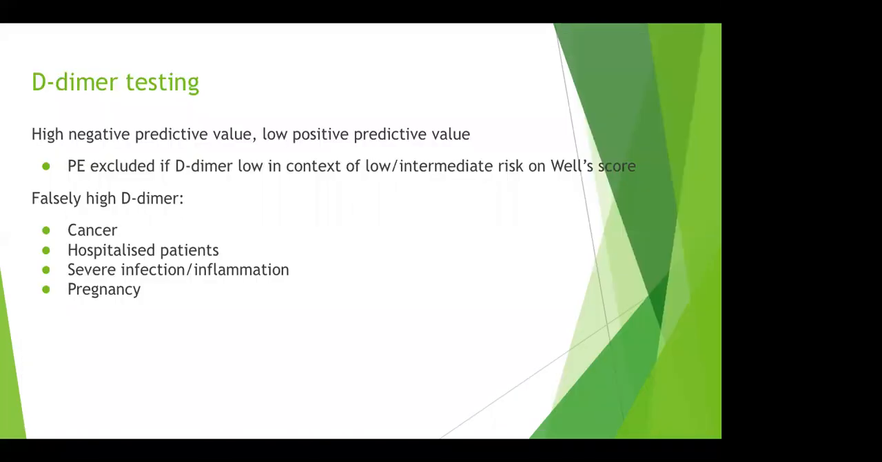So if there is intermediate or low probability, a D-dimer should be sent. So if the D-dimer is low, then PE can be safely excluded. But if the D-dimer is high, then we will need to proceed with a CTPA to see whether there's PE or not. So in general, D-dimer testing has a high negative predictive value. That means a negative result is more useful than a positive result because there's a lot of false positives among patients with cancer or any infection.